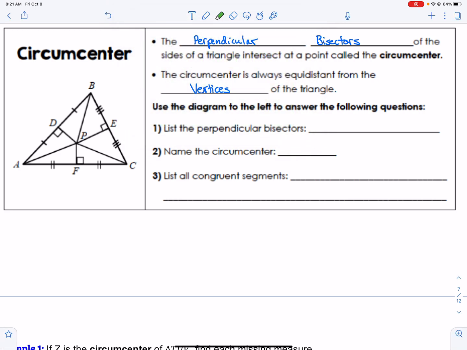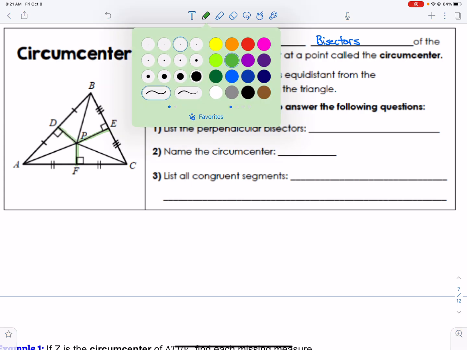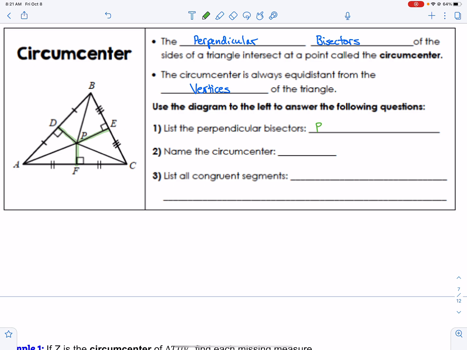So list the perpendicular bisectors. That would be PE, PF, and PD. Let's write those down. PE, PF, and PD are the perpendicular bisectors. Name the circumcenter, so that's just the point where they all intersect, which is just P.